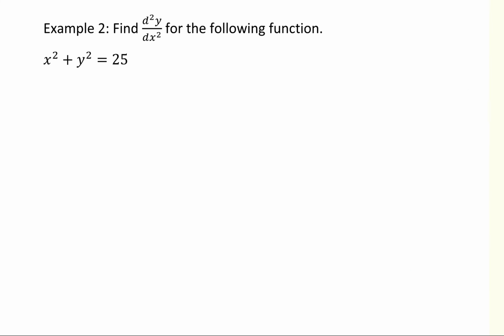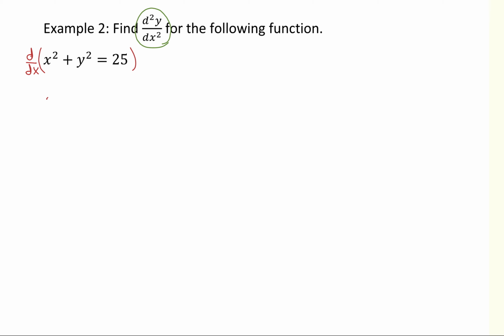Okay, so this problem is slightly different. This one wants to know the second derivative of the function. So d squared y dx squared just means find the second derivative. So we're going to start this problem the same. We're going to go ahead and implicitly find the first derivative. So I'm going to take the derivative with respect to x of everything in this equation.